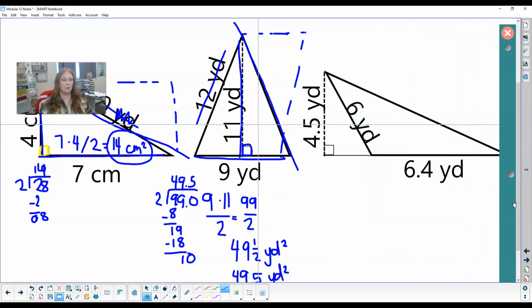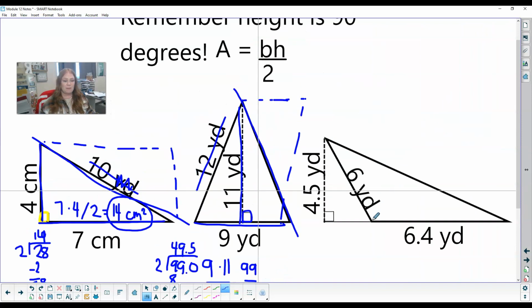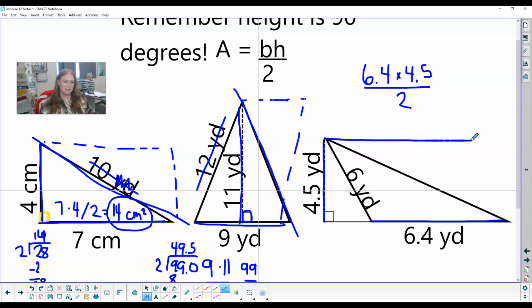All right, one more here. So we want the base and the height. Sometimes you're going to find the height outside of the triangle when they're obtuse triangles. So they're connected here. So my base is 6.4. The height is 4.5. So I'm doing 6.4 times 4.5, and then I'm cutting that in half, because otherwise it's giving me this parallelogram, so then I have to cut it in half.